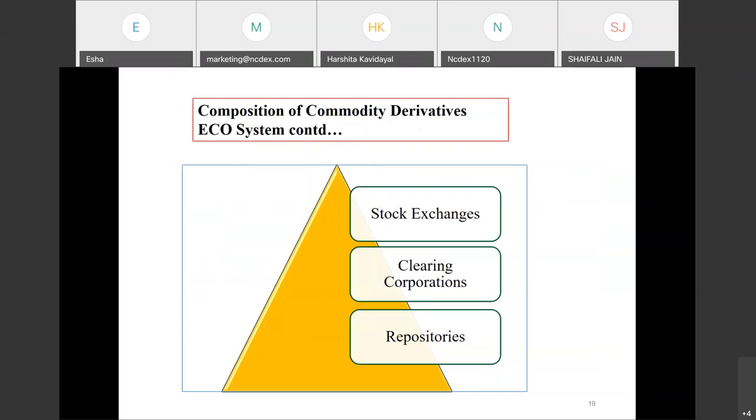clearing corporation. Repository is set up only to help the farmer. These are for pledge financing. The eNWR issued by this repository can be pledged or hypothecated in the banks to get credit, to get the loan. And this is the benefit only from the farmer's perspective. It is formed, set up, and regulated by WDRA.